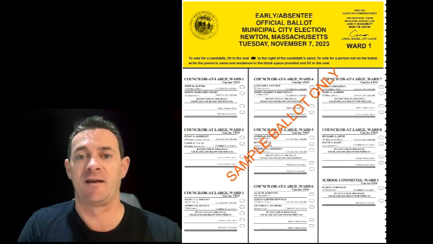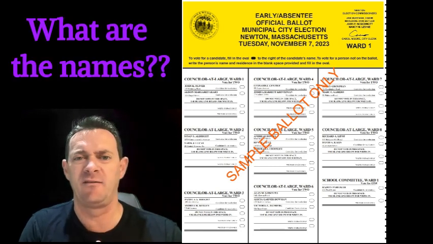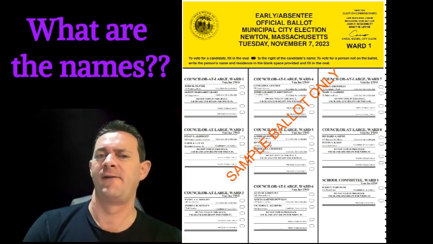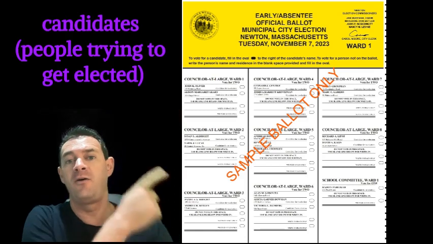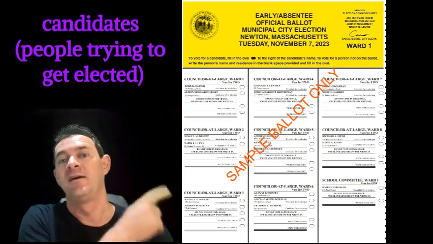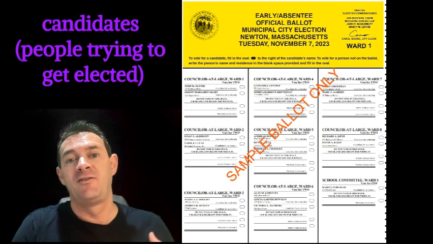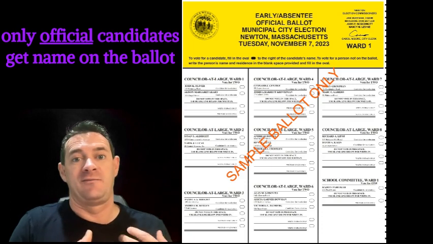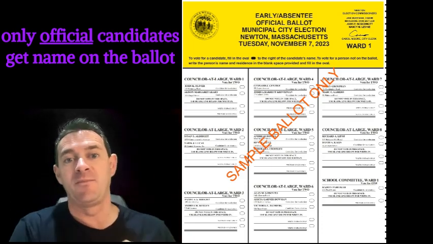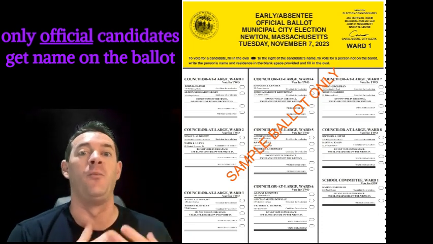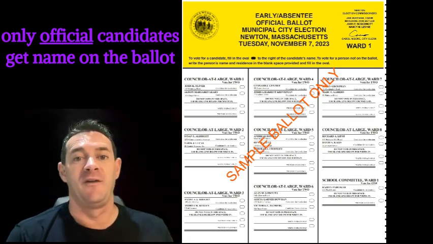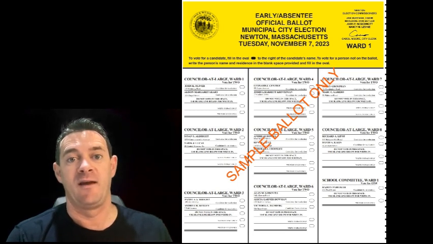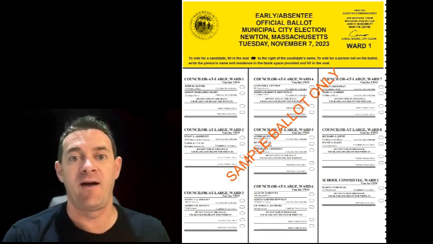And then it's got these names on it. So how do they know what names to put on there? They know because all those people, the candidates, the people trying to get elected, had to go through a process to become official. They don't just put random names on there. These are the people who did some work before the election to show that, yeah, we really want to get elected. And we don't have to go into all that right now.